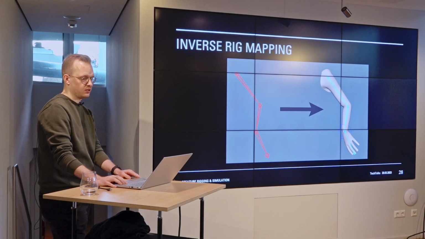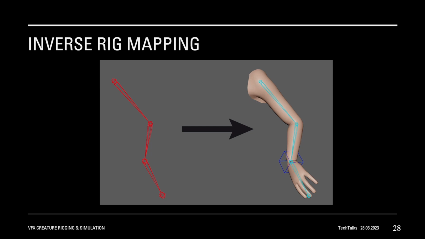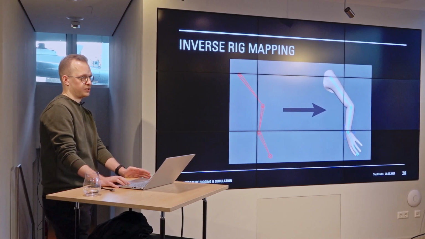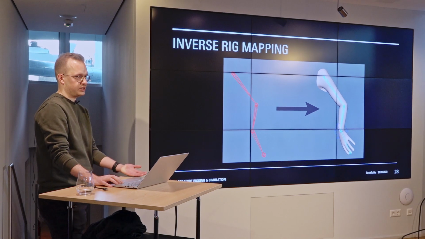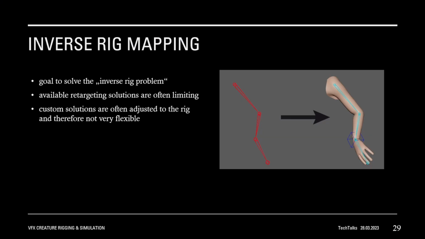Now, as part of the technical directing course, there's also the research project, for which I've again chosen a topic related to rigging. My goal is to solve the so-called inverse rig problem, which occurs when you want to map skeletal animation back to rigs. So basically retargeting, for example, mocap data. The available retargeting solutions are often limiting. For example, HumanIK of Maya only works with bipeds, and most of the time only FK. I mean, you can do IK solutions, but it's really hard.